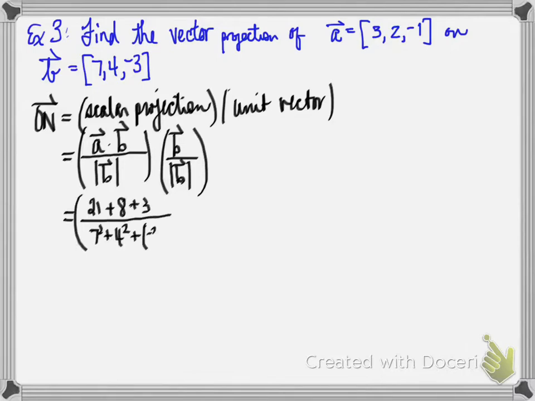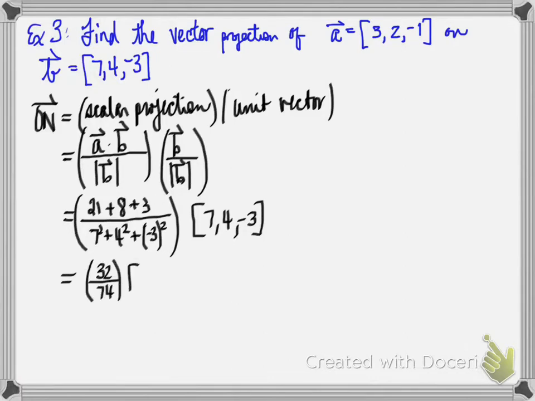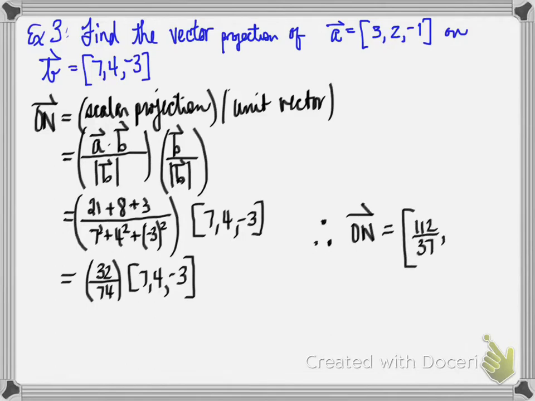After determining the calculations, we find out that the answer to this question is 32 over 74 for the scalar projection times the vector, which turns out to be 112 over 37, 64 over 37, and negative 48 over 37.